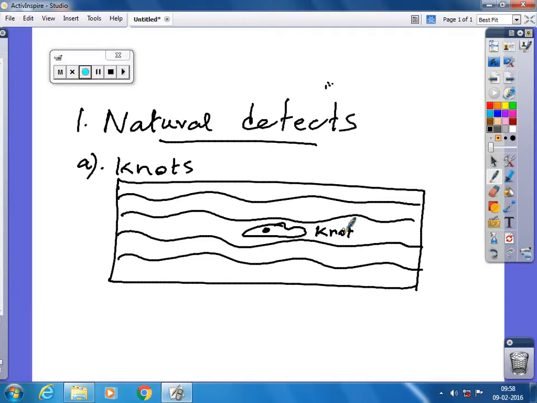Sometimes, note down, sometimes lower branches of a tree die and fall down because of insufficient supply of sunlight. As a result of this, a knot is formed.